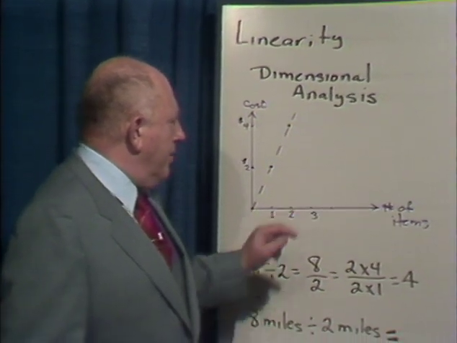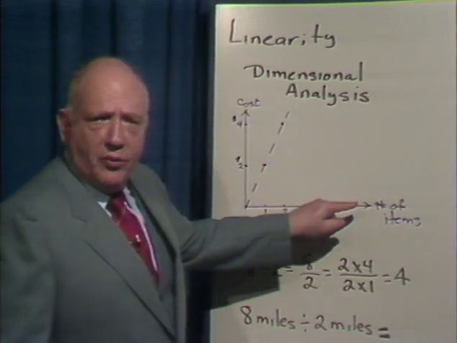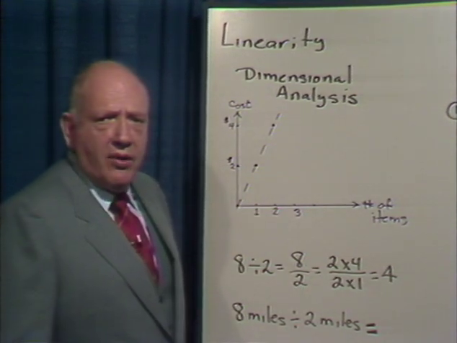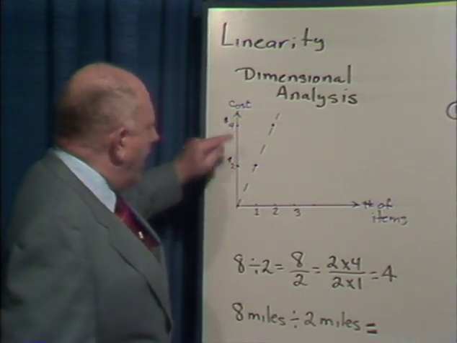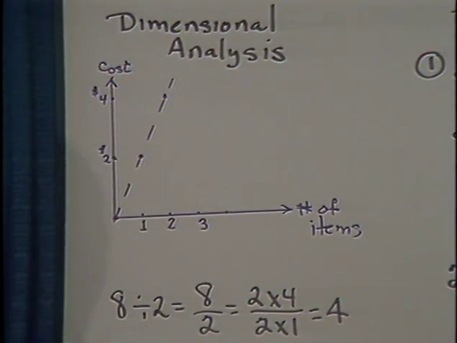Suppose you're buying items at $2 each. We'll make a little graph here. Don't worry about the fact that we haven't done graphs before. What I'll do is on this line, I'll indicate the number of items. And on this line, I'll indicate how much the items cost. So if I don't buy anything, it doesn't cost me anything.